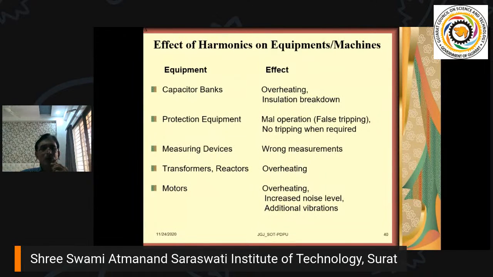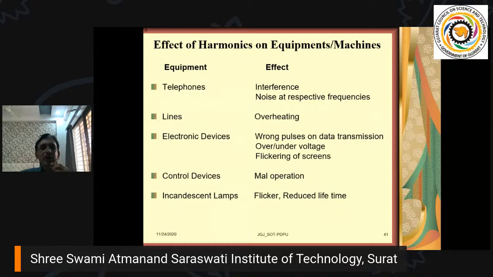Then the effect of harmonics on motors, you might have studied, on induction motors. So overheating, increased noise level, and sometimes because of the harmonics, additional vibrations. Then telephone interference, right? Noise at respective frequencies. Then the transmission or distribution lines: the effect of harmonics is overheating. Then on electronic devices: wrong pulses on the data transmission, maybe sometimes under or over voltage, then flickering of the screens. So we are observing this, right? Then control devices: what will be the effect of harmonics on the control devices? Maloperation or false operation. Incandescent lamps: flicker or reduced life. Because of the flickering, the life of the lamp will reduce.